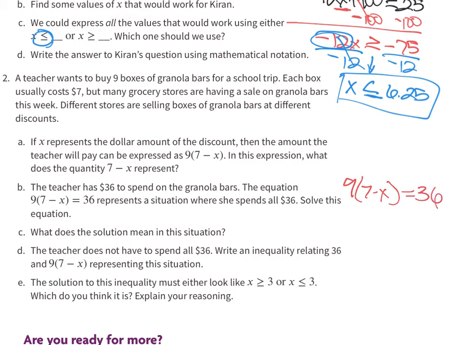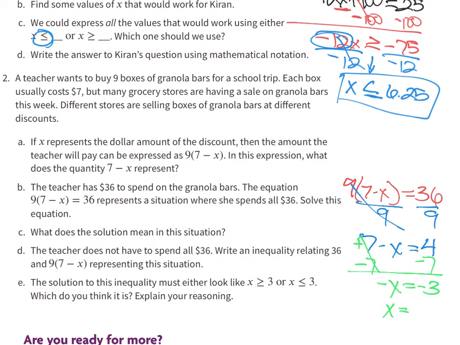So there's this problem with parentheses. Because there's parentheses, we can divide first. So we have 7 minus x is equal to 4. 36 divided by 9 is 4. So then we have a positive 7. To get rid of a positive 7, we're going to subtract 7. So negative x equals negative 3. So if negative x equals negative 3, positive x equals positive 3. Okay? So we had to switch the positives.